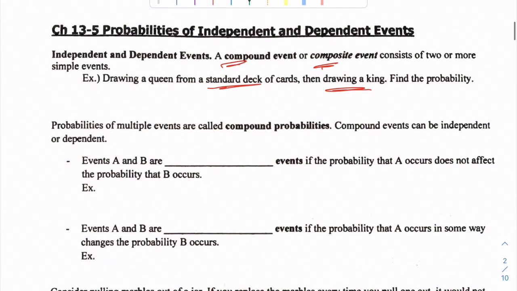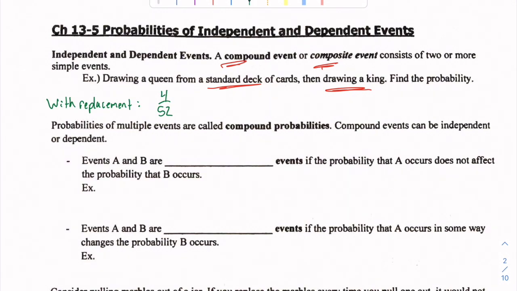Okay, so drawing a queen from a standard deck of cards. There's going to be two types of situations we talk about. One situation is called with replacement. That means every time you draw a card, you are going to replace it back. So for instance, the probability of me drawing a queen is 4 out of 52, right? There's 4 queens.